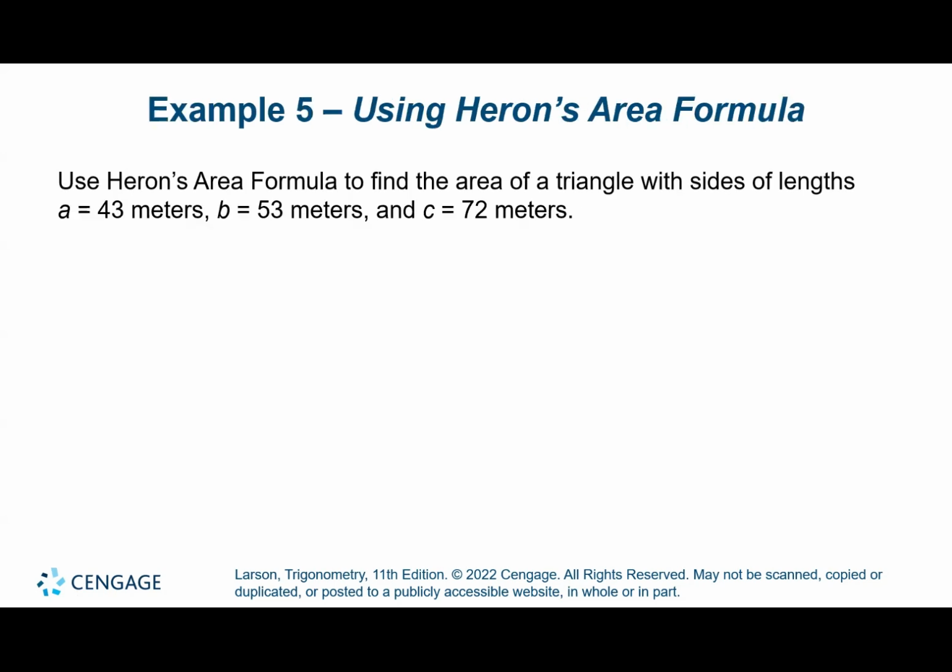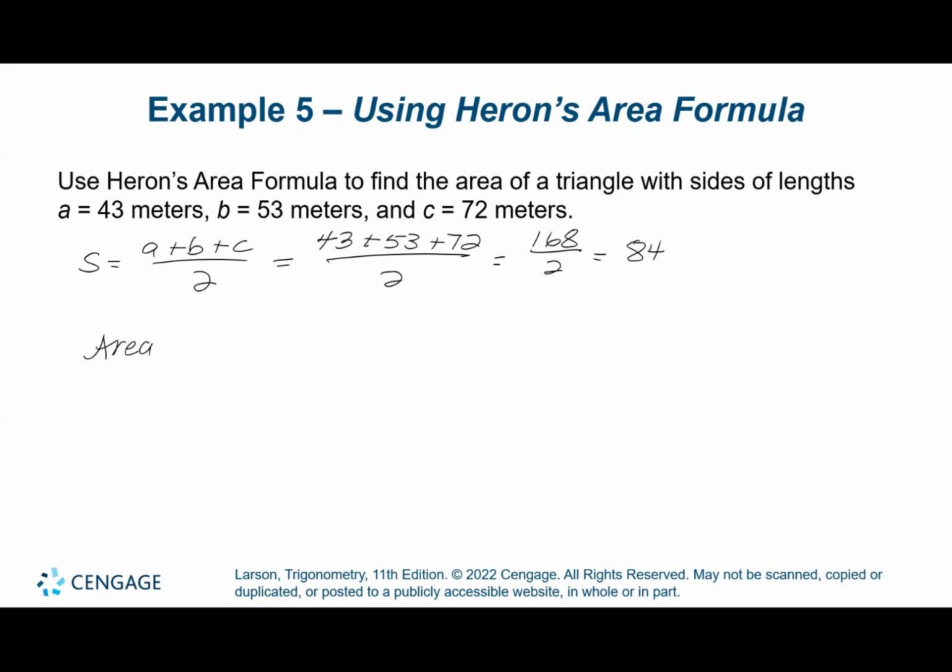So a quick example using Heron's formula. We're given three sides, and we need to find the area of this triangle. Heron's formula involves side a, side b, side c, and also s. The only thing that we're not given here is s, so we need to find that first. s is a plus b plus c divided by 2. Adding those together, I get a total divided by 2, which is 84.